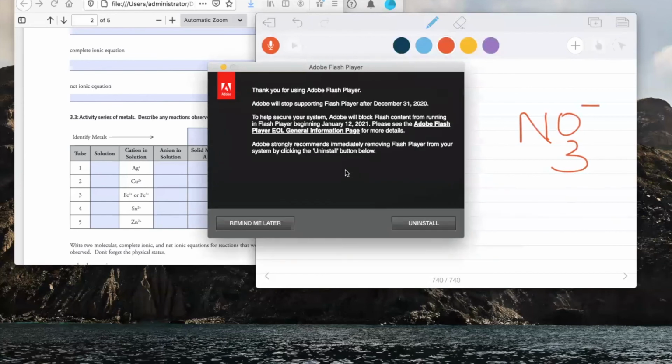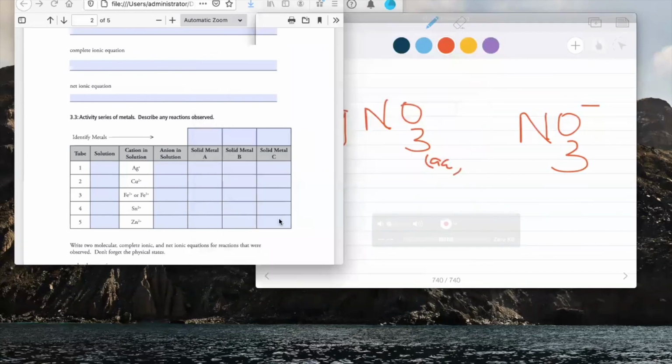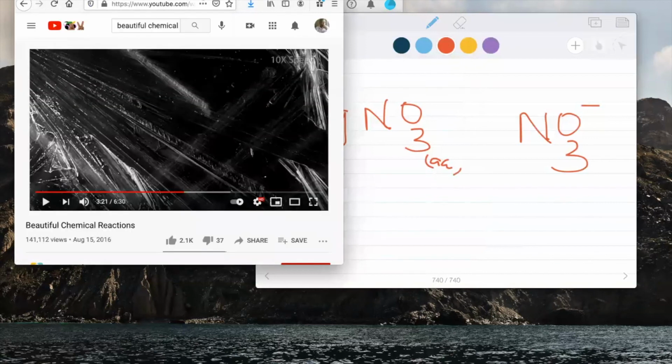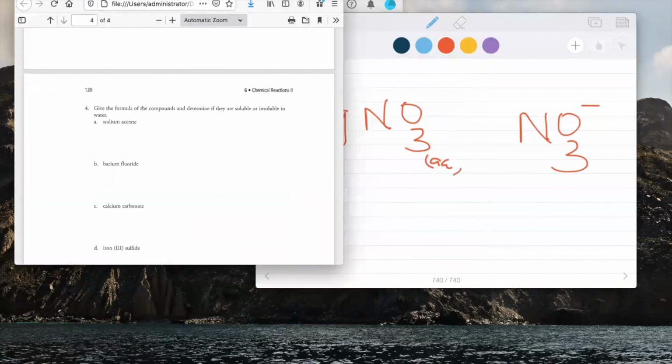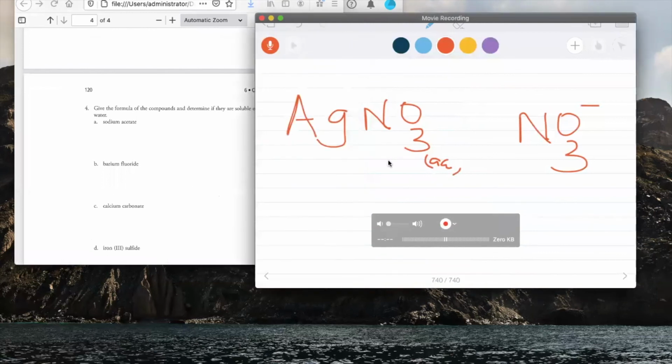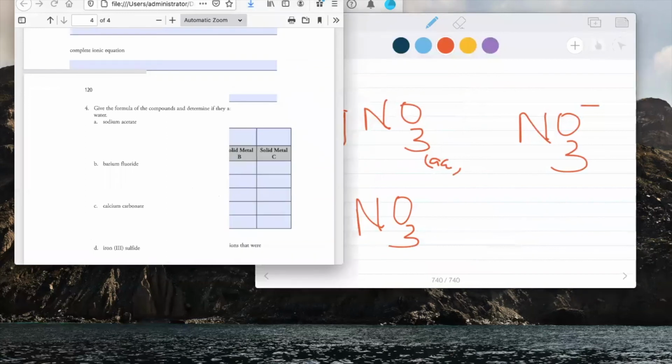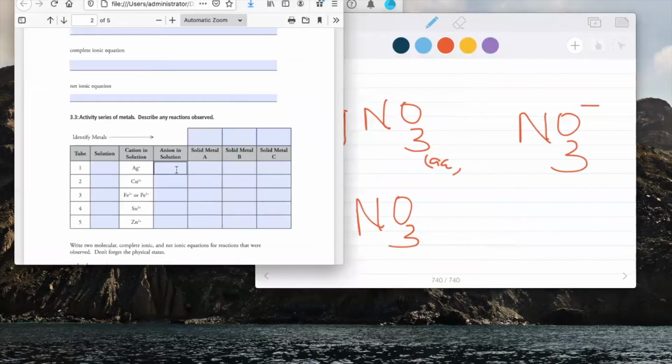I don't want to see anything to do with nitrogen trioxide and say that this is my anion. It's not going to work that way. All right. So this is my anion.